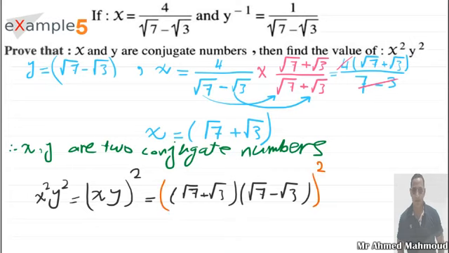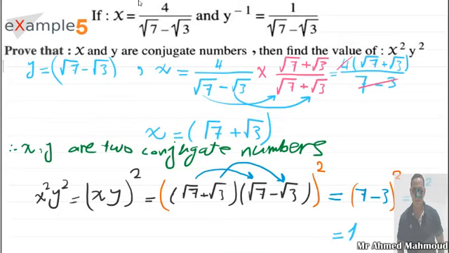All to the power of 2. First, I'm going to find x times y inside the root. √7 times √7 equals 7, and √3 times negative √3 equals negative 3. Okay, this number, all to the power of 2, equals 4² equals 16. Let's solve the next one.